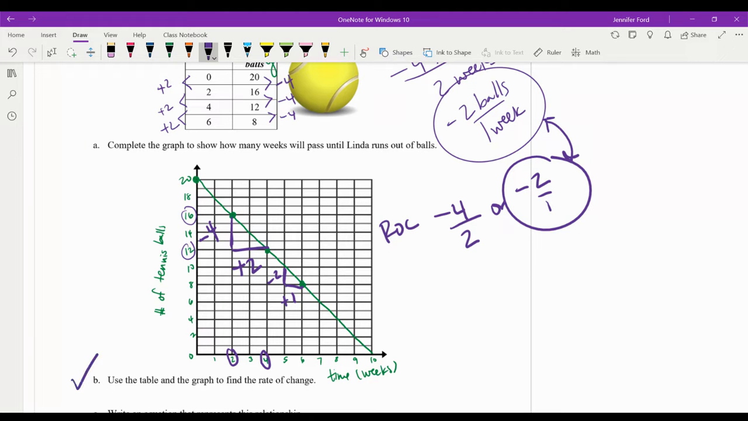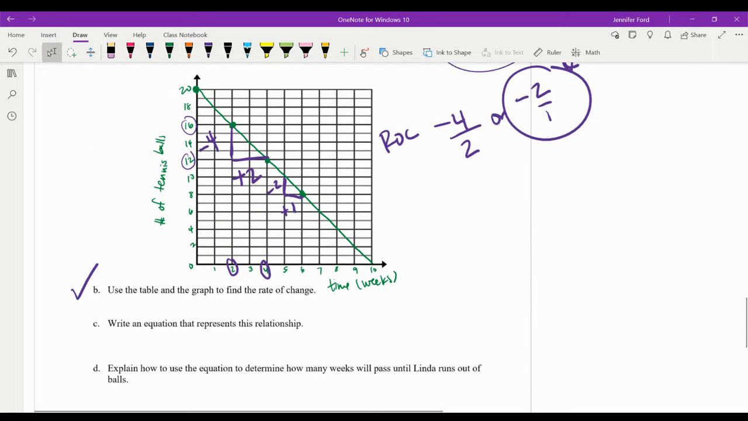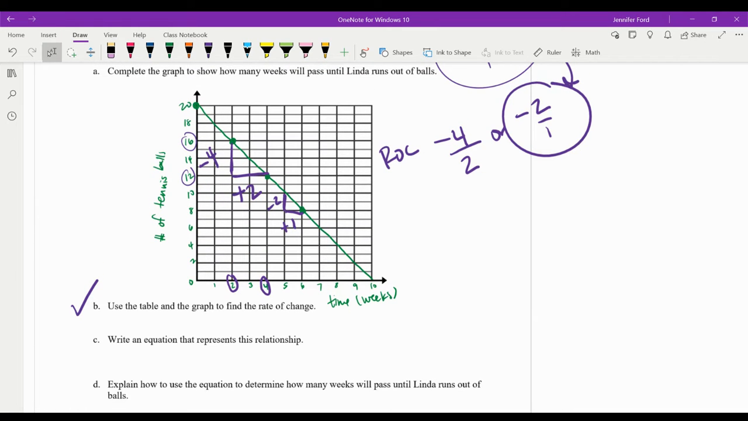All right, done. Write an equation that represents this relationship. Okay. The number of tennis balls equals, well, she starts with 20. She loses 2 every week. So it'll be 20 minus 2x. Explain how to use the equation to determine how many weeks will pass until Linda runs out of balls.